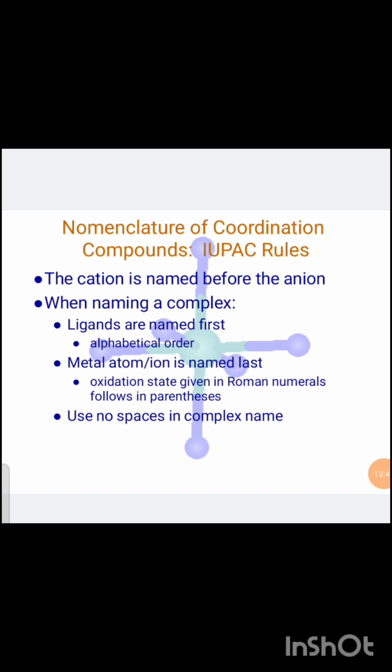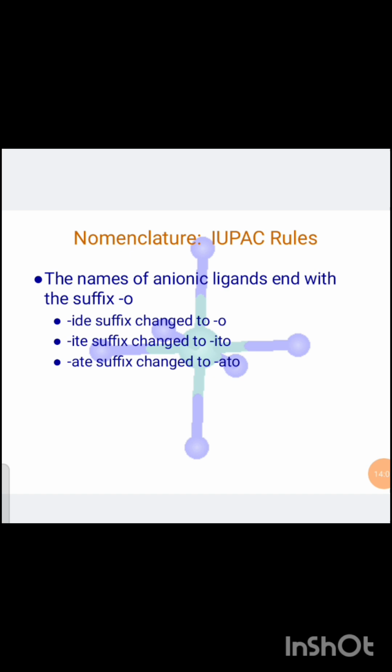Now the IUPAC naming. The cation is named before the anion. In naming the complex, the ligands are named first in alphabetical order, and the metal ion is named last. The oxidation state is given in Roman numerals following the name, with no spaces in the complex ion. The names of anionic ligands end with the suffix O: ide changes to o, ite changes to ito, and ate changes to ato.